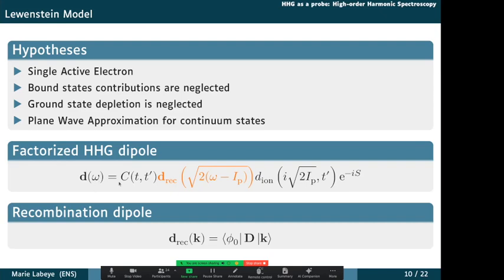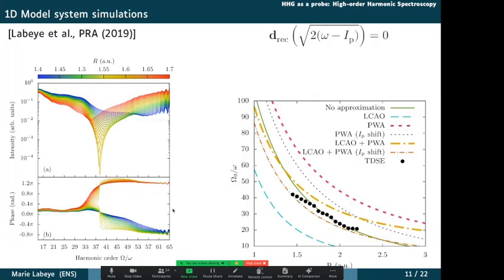So the claim was that since in this model the HHG signal is proportional to this recombination dipole, then the minimum should come mostly from the minimum of this quantity here. And that's what I tested with the 1D models. So here, this is the HHG signal as a function of harmonic frequency. Here it's the signal, and here it's the phase, because actually the minimum is associated with a pi jump of the phase.